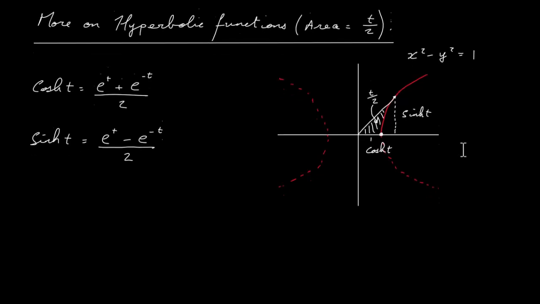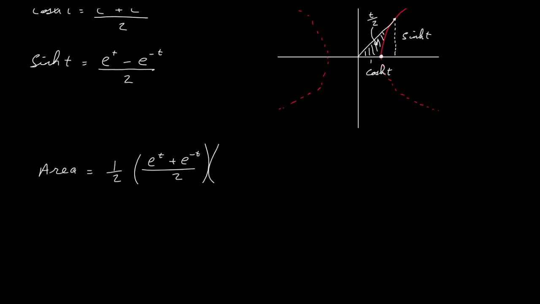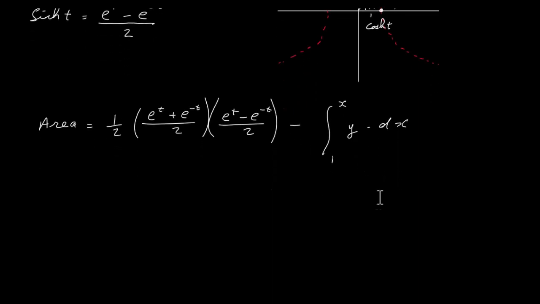So let's do that. The area that we're looking for is going to be equal to half the base times the height. The base is cosh of t, and cosh of t is e to the power of t plus e to the power minus t over 2. Our y is going to be sinh of t, and that's e to the power of t minus e to the power minus t over 2. We want to subtract the integral from 1 out as far as some x value of our function y with respect to x. So let's continue on with that.